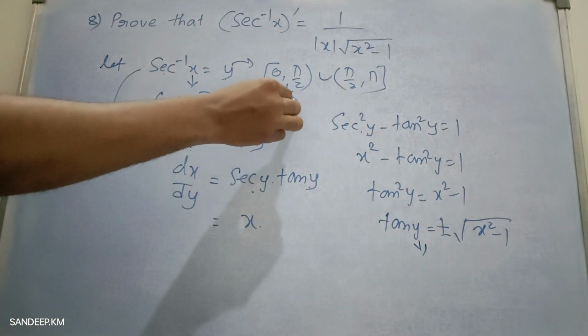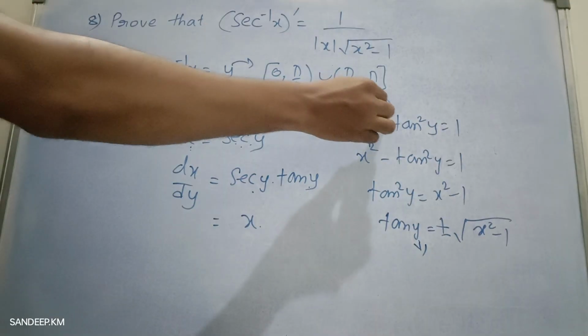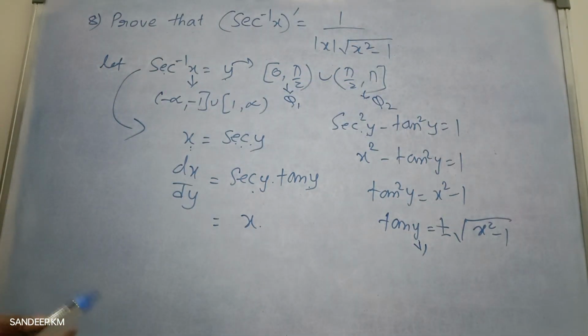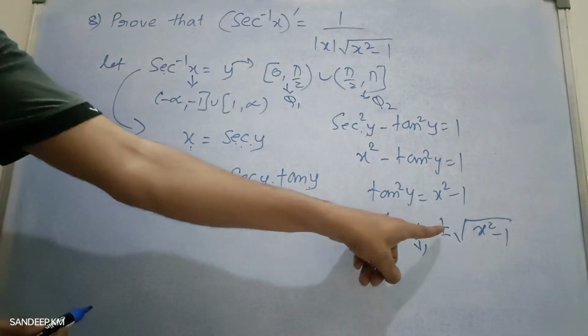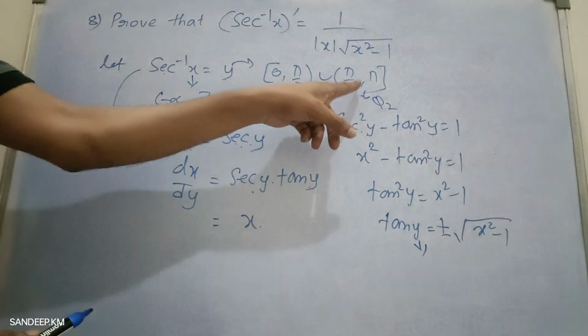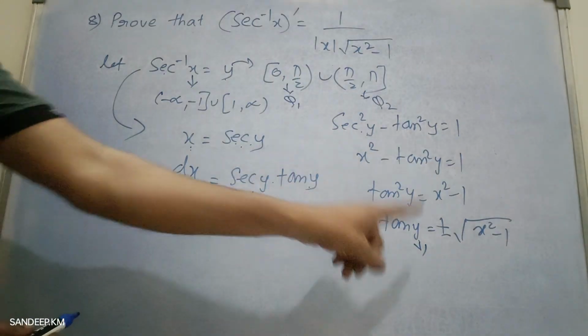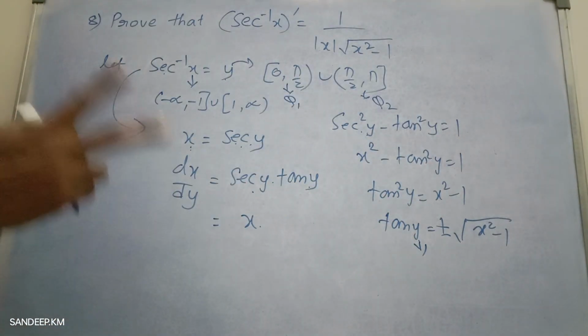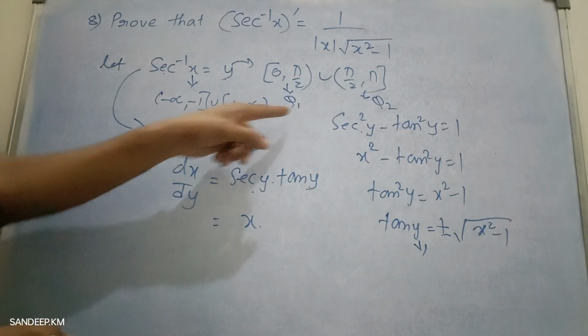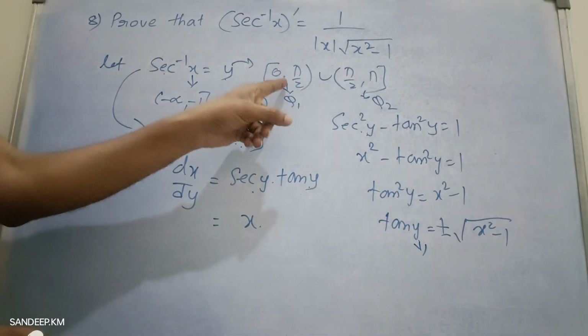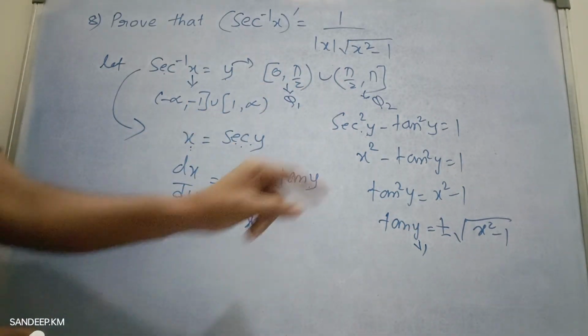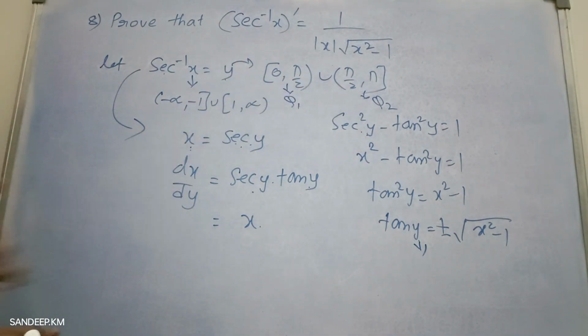y is present in the first quadrant or second quadrant. In the first quadrant, tan y is positive, so I will take the plus sign. In the second quadrant, tan y is negative, so I should take the minus sign. For this reason, I am splitting the proof into two cases: case 1, when the angle y is in the first quadrant, and case 2, when the angle y is in the second quadrant.